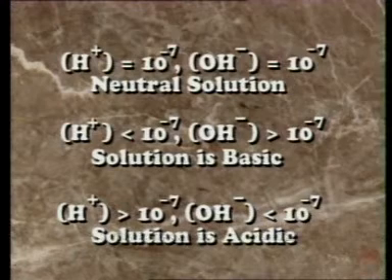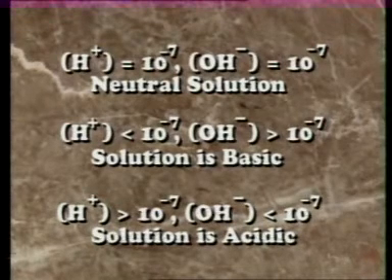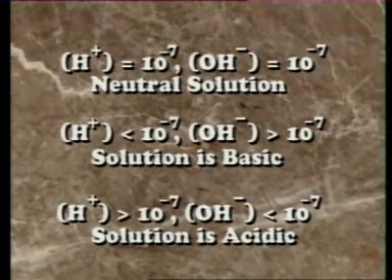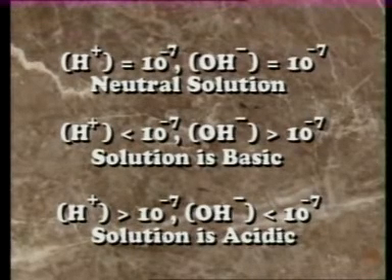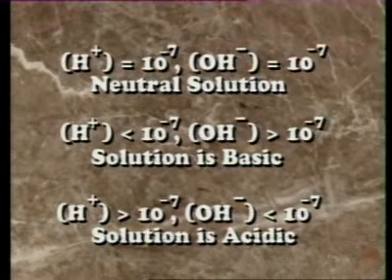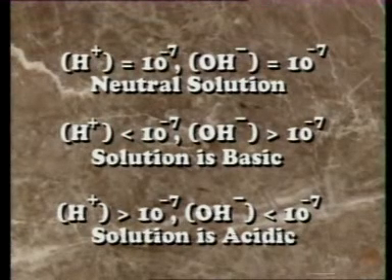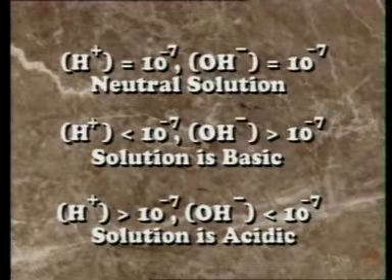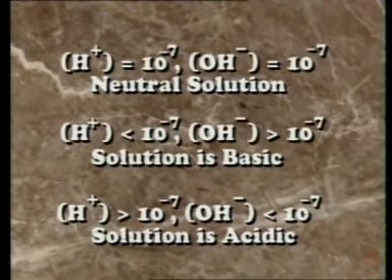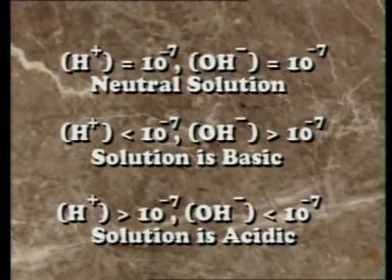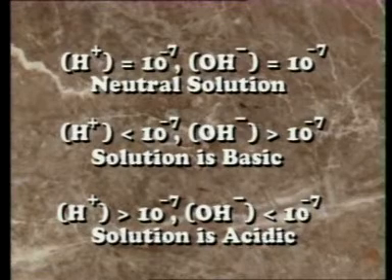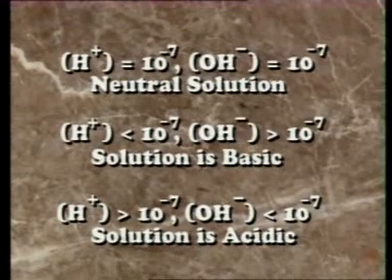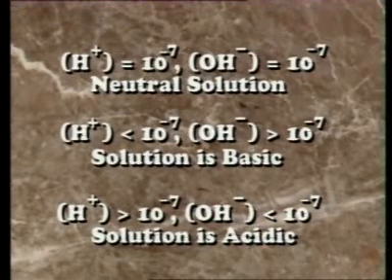It means that when the concentration of hydrogen ions is equal to 10 raised to the power minus 7, or the concentration of hydroxyl ions in a solution is equal to 10 raised to the power minus 7, the solution is neutral. If the concentration of hydrogen ions is less than 10 raised to the power minus 7 and the concentration of hydroxyl ions is greater than 10 raised to the power minus 7, the solution is basic. If the concentration of hydrogen ions is greater than 10 raised to the power minus 7 and the concentration of hydroxyl ions is less than 10 raised to the power minus 7, the solution is acidic.